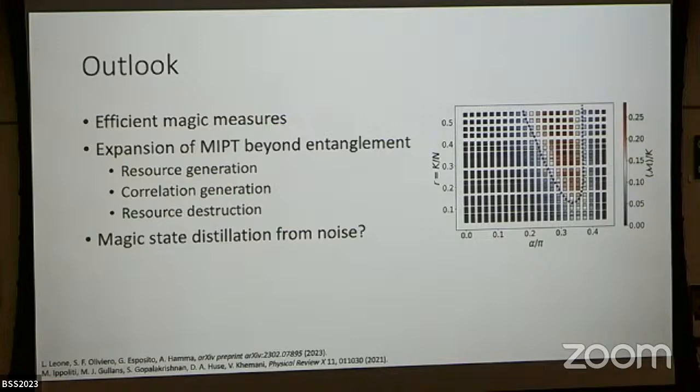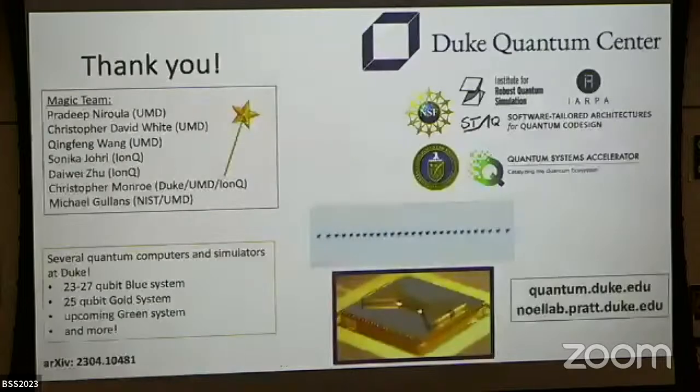And then maybe reaching even further, right? I mentioned magic state distillation is a very expensive process. So can we somehow figure out how to do this more efficiently based on our studies of how magic behaves? Okay, so with that, I think I will stop there. Thank you.